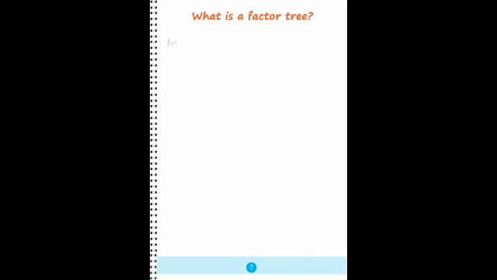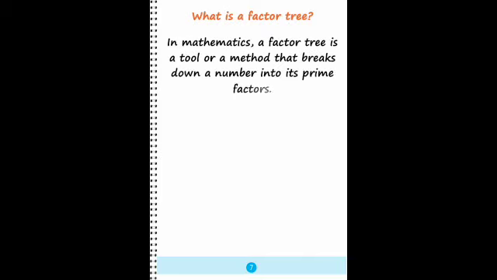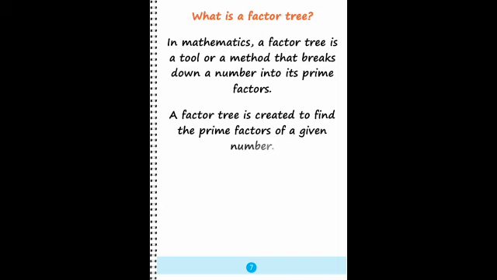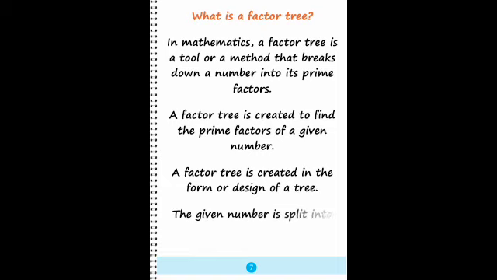What is a factor tree? In mathematics, a factor tree is a tool or a method that breaks down a number into its prime factors. A factor tree is created to find the prime factors of a given number. A factor tree is created in the form or design of a tree. The given number is split into branches that represent all the factors of the number.